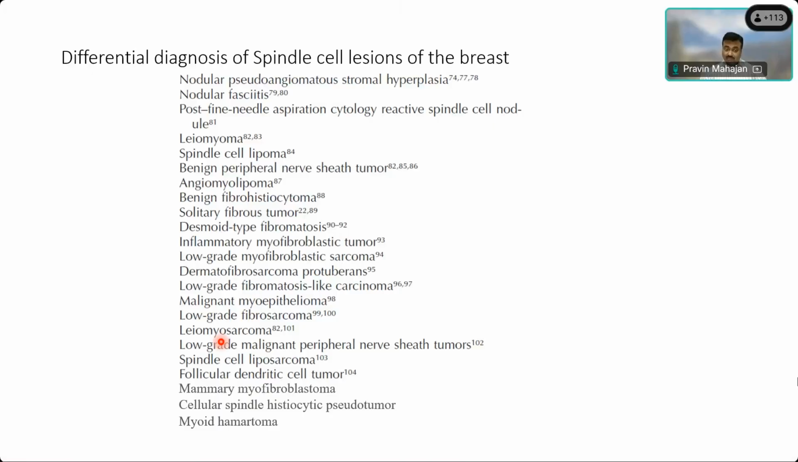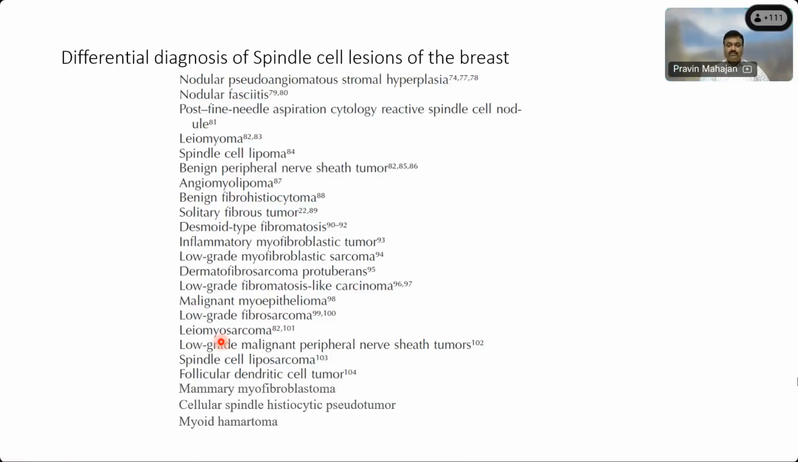You can also get, very interestingly, a cellular spindle histiocytic pseudotumor, which actually happens after a fat necrosis. It starts to look like a spindle tumor. But you will have some areas of fat necrosis, and then around that you will have these histiocytic cells which are spindly. And myoid hamartoma is also one of the differentials. To that list, you can add malignant phyllodes tumor, which has spindle cell morphology.